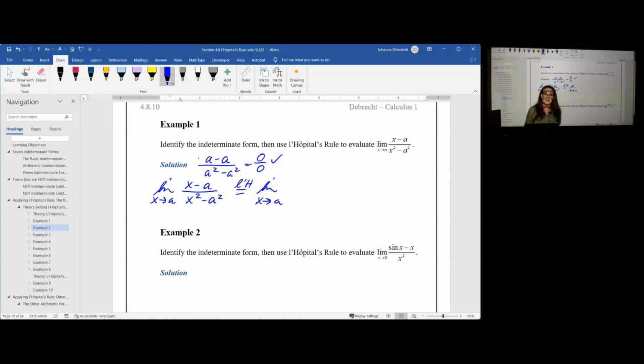The derivative of x minus a is 1. And the derivative of x squared minus a squared is 2x. Once I've applied L'Hopital's rule, I again try to substitute what the limit is approaching into the function. In this case, I get a result, 1 over 2a. And this is, in fact, the value of the limit. Pretty neat, huh? All right, let's take a look at example 2.